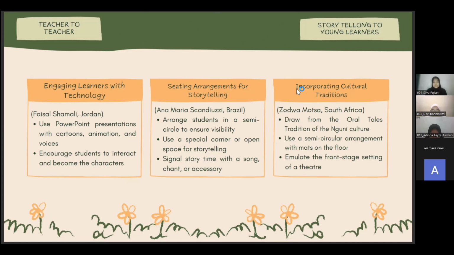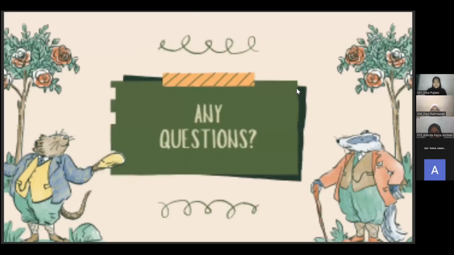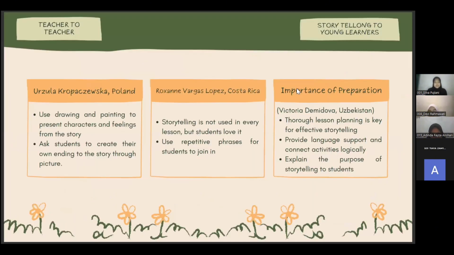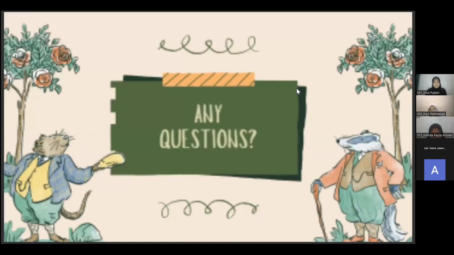And the last one is incorporating cultural traditions. According to Zodwa, in storytelling, teachers can draw the story from the oral tale traditions of the Muni culture with a semicircular arrangement with mats on the floor, and also emulate the front stage setting of a theater. From all the opinions of these teachers, we can imitate and adapt what they do in implementing storytelling for young learners. All right, the delivery of the material has been completed.